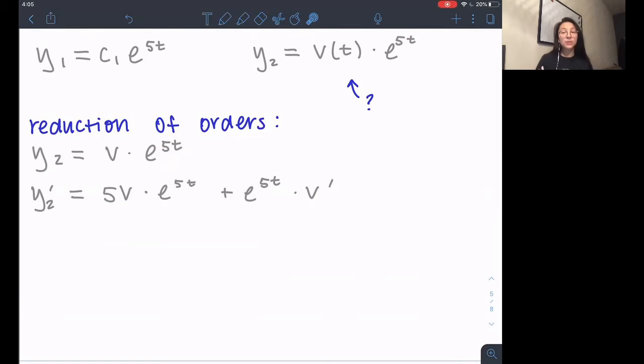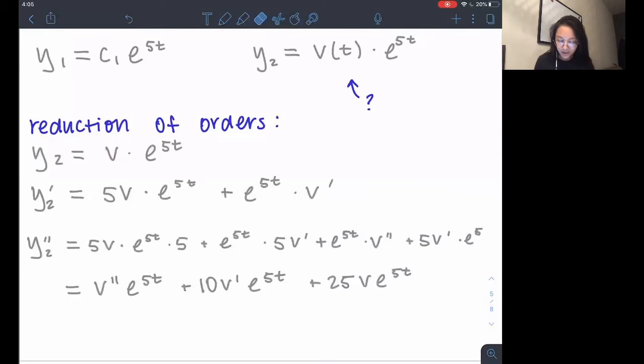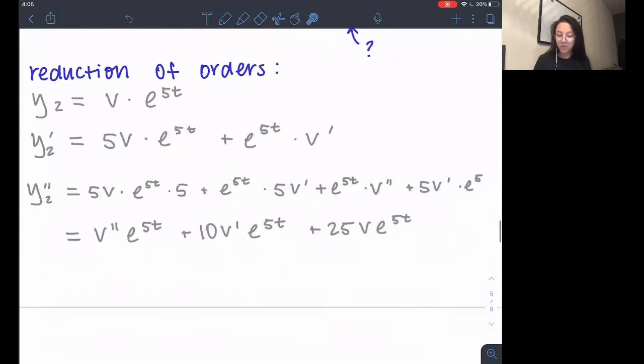And then we're going to take the derivative again, and then we get this. So this is just this simplified. I also put it in order of the derivatives, so it's descending. It looks better this way, and it's a lot more organized.